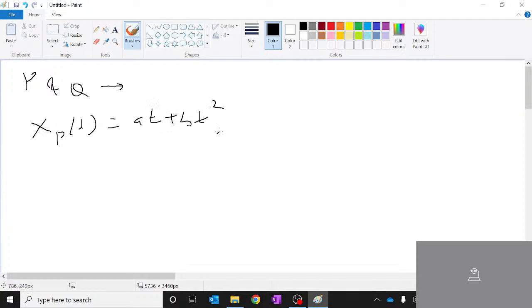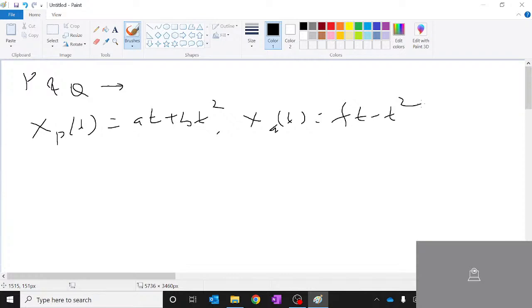and xq is nothing but ft minus t square. Now what is it that they have given you? They have given you the positions of these two cars as a function of time. Clear? The position or displacement of car P is nothing but at plus bt square, and the displacement of car Q with respect to time is nothing but ft minus t square.